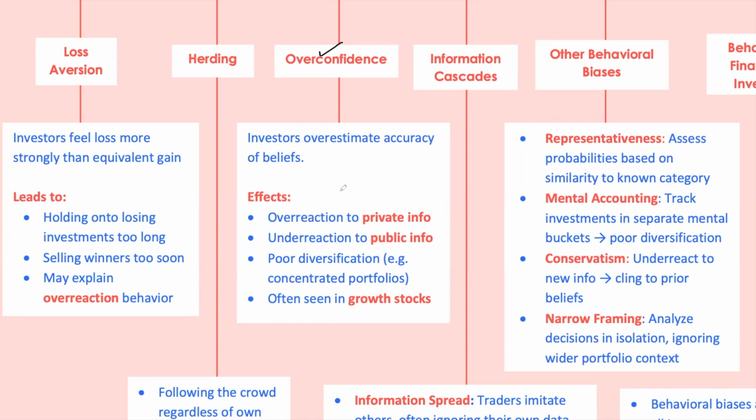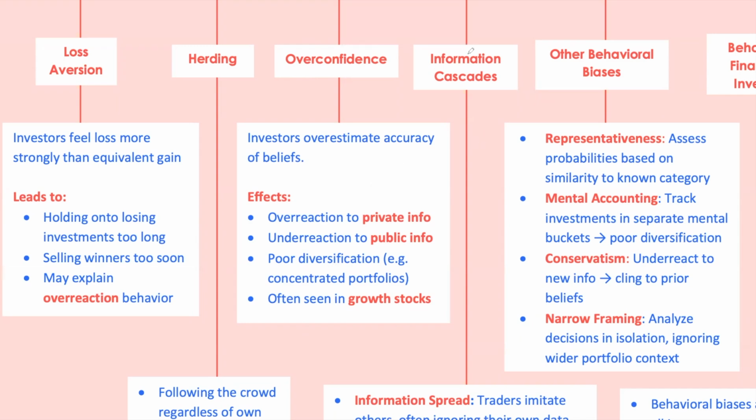That's overconfidence. It's like driving too fast because you think you're the best driver on the road. Overconfident investors tend to trade too much, under-diversify, and ignore public info in favor of their own brilliant ideas. Ironically, the more confident they are, the more they mess up. And when lots of people are overconfident together, prices get distorted. That's where bubbles can start.